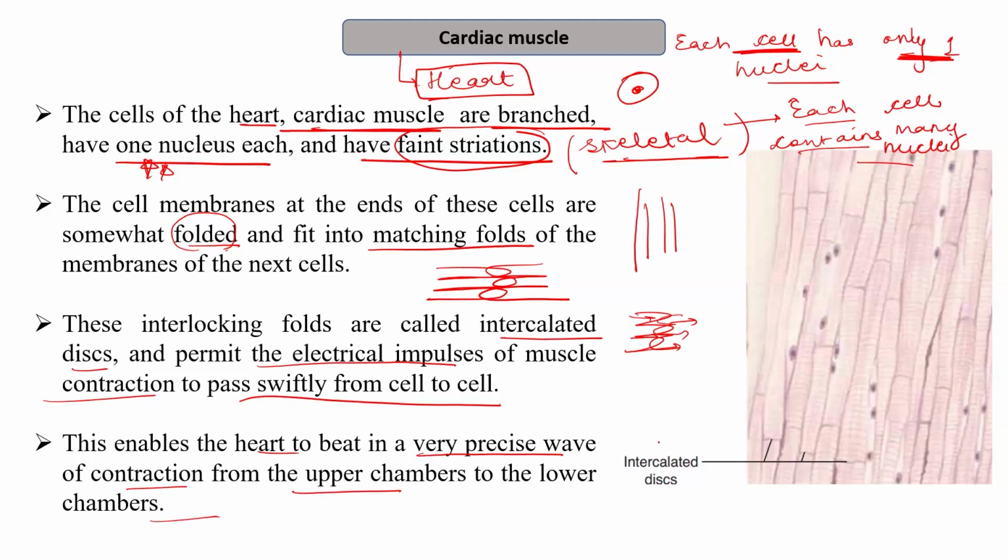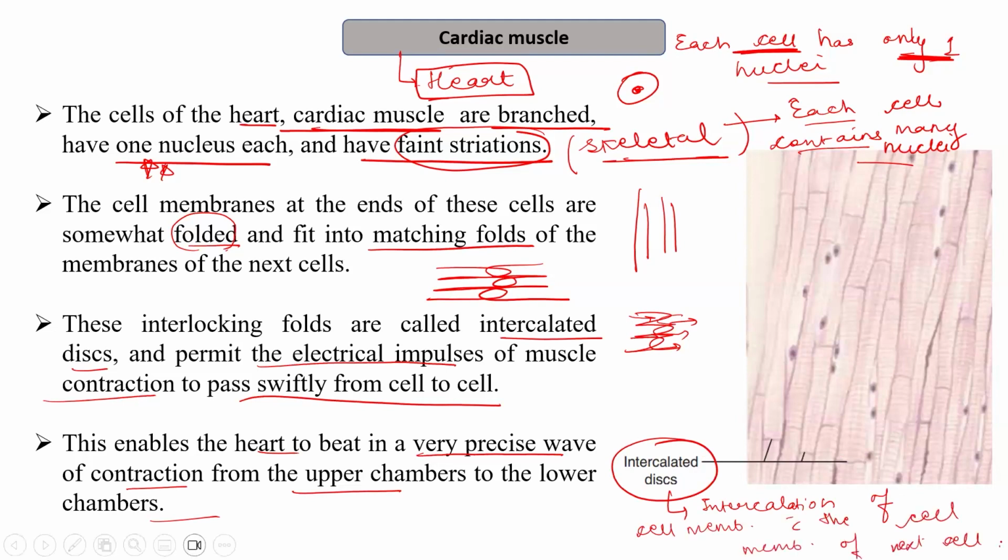So they have intercalated discs that are formed due to the intercalation of the cell membrane with the cell membrane of the next cell. So these are interdigitated and they help in the beating of the heart in the precise manner.